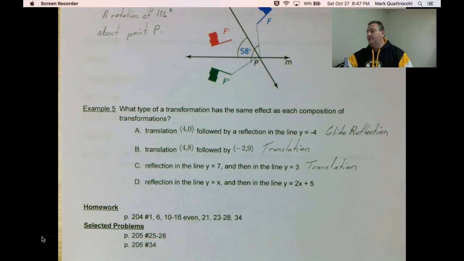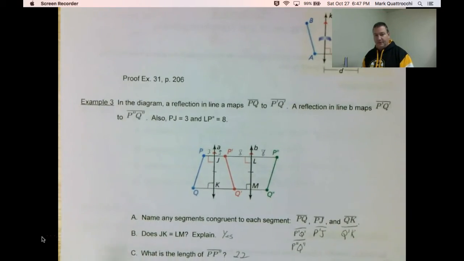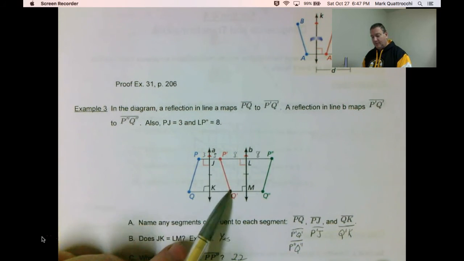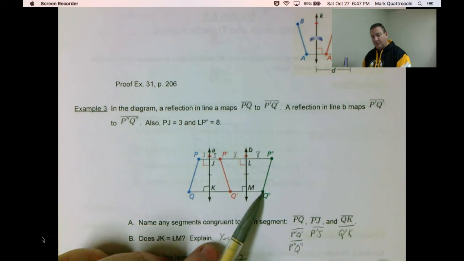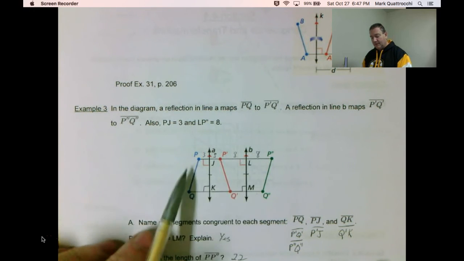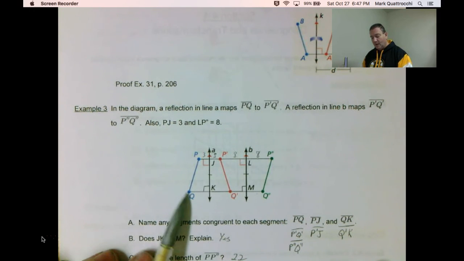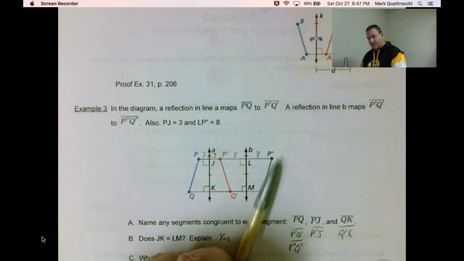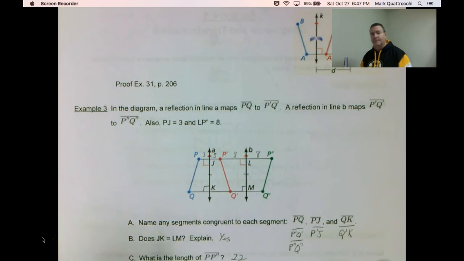And that refers back to example 3. PQ is reflected to P prime Q prime. P prime Q prime is reflected to P double prime Q double prime. Lines A and B are parallel to each other, so PQ could have been translated to P double prime Q double prime instead of two reflections.